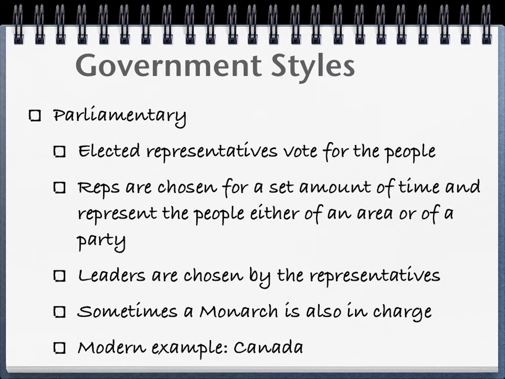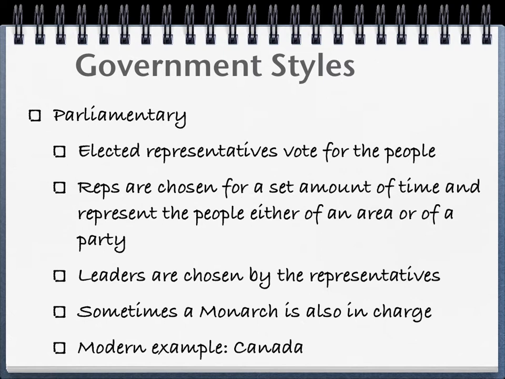Now, similar is a parliamentary style of government. In a parliamentary system, again, we elect representatives and they vote for the people. However, in this case, reps are still chosen for a set amount of time, and they represent the people of an area or a political party. So that's the difference. You may not necessarily be voting for a person but voting for the party.